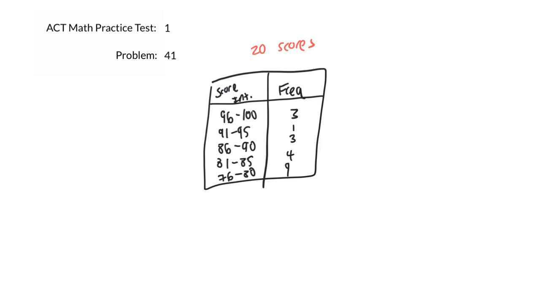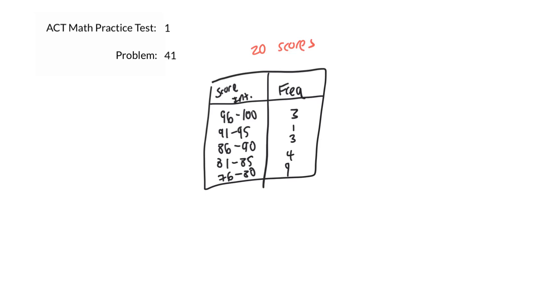I've always found that really helpful because at the end of the day, this problem is asking about the median, which is the middle score. So you can imagine you have all these scores over here and then all these scores over here, and the median would be the middle score. Now, since there's 20 total scores, the median would be the average of the 10th and the 11th score.